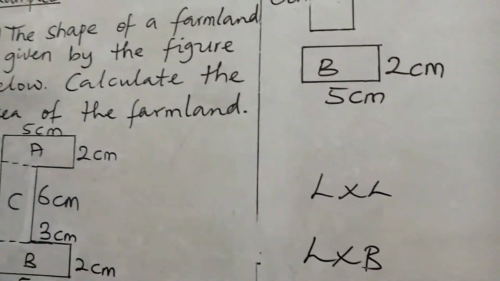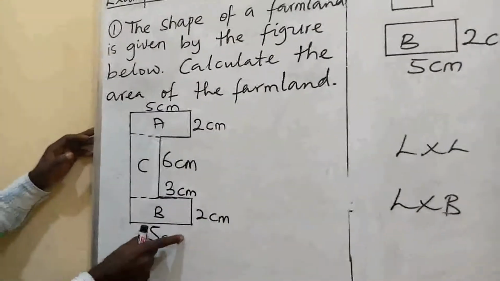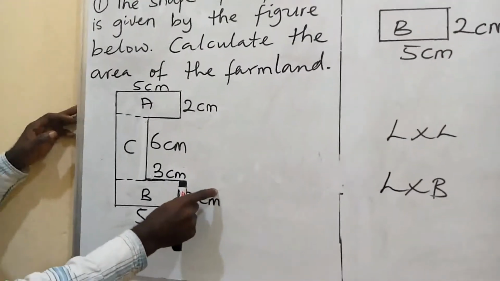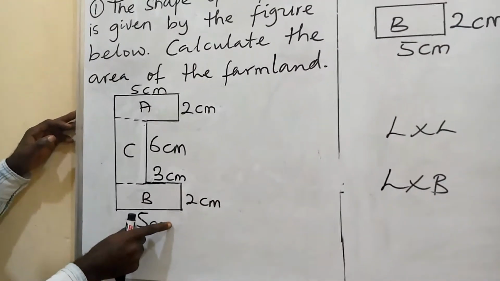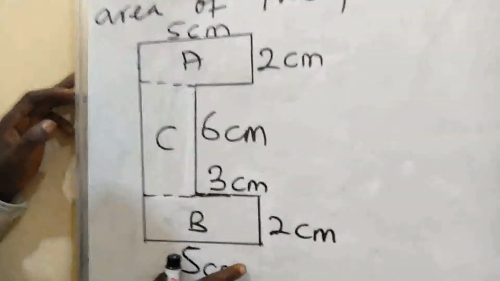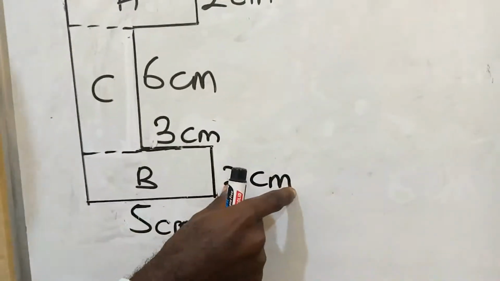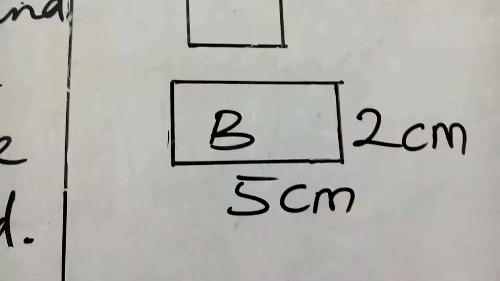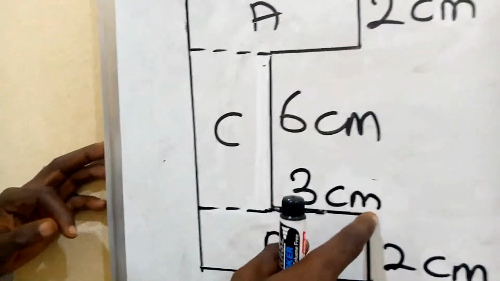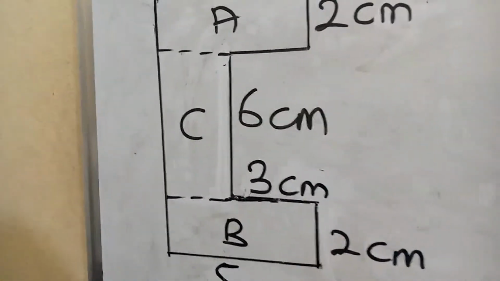It's 2 centimeters. This is 5 centimeters and this is 2 centimeters. The breadth of shape A is what? The length of shape A is what? Shape B is what? 5 centimeters, while the breadth is what? 2 centimeters. Look at the shape here. And then this other point, from here to here, is 3 centimeters.